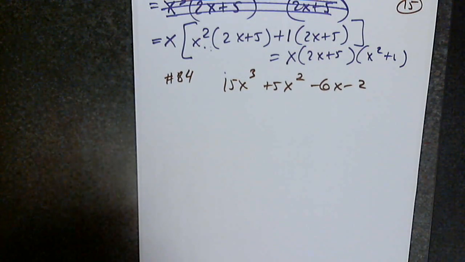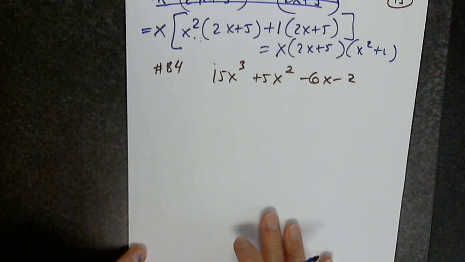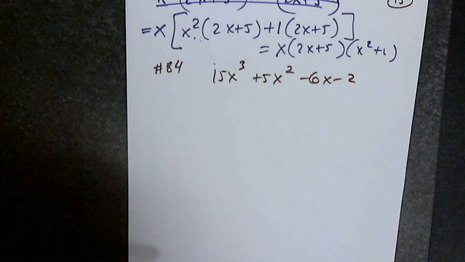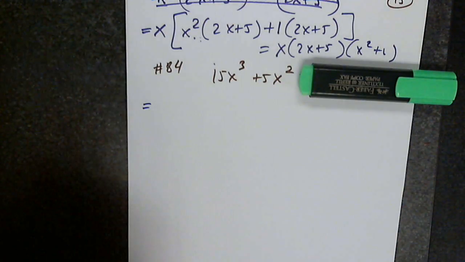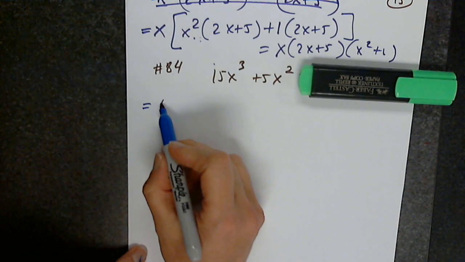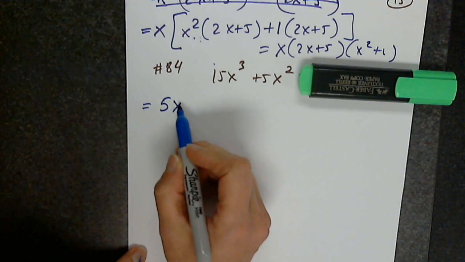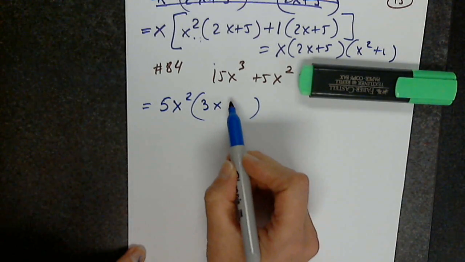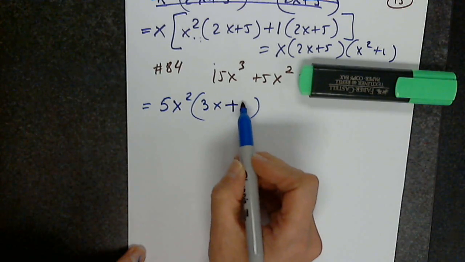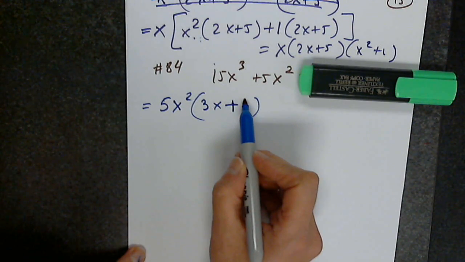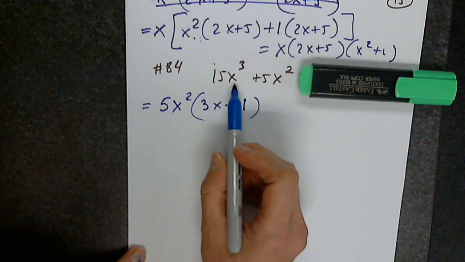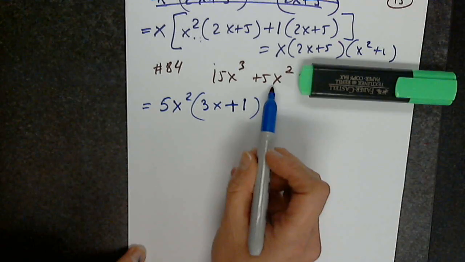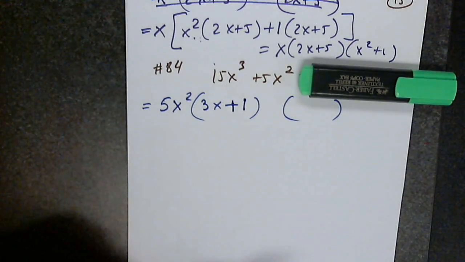Is it in descending order? Yes. Greatest common factor? No. Negative leading coefficient? No. Factoring by grouping. There is nothing else. So from the first two, what will you pull out? 5x squared. Good. What is left in parentheses? So let's try. 5x squared times 3x is this, but 5x squared times 1 is this. So then what is coming out of from the other two?